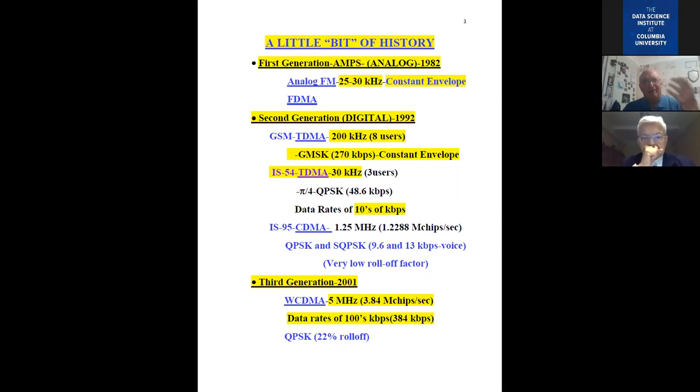I won't go into the whole topic of why it's called cellular communication. I think most of you know that. But the first generation was basically an analog system, analog FM. Bandwidth was around 30 kilohertz, and I think in Japan it was 25, but in the States it was 30 kilohertz. FM, and I want to mention this, FM is a constant envelope signal.